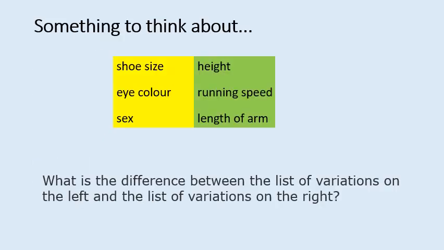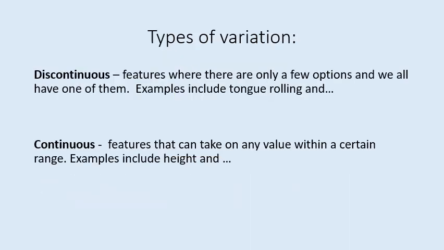Alright, so first of all let's look at these different types of variation. What's the difference between the list on the left and the list on the right? Stop the PowerPoint and have a think. And then let's look at this definition. So the word discontinuous is a feature where there are only a few options and we either have one or the other. Continuous means that you can have any value. So there could be a number of different values on it and it's almost in a range.